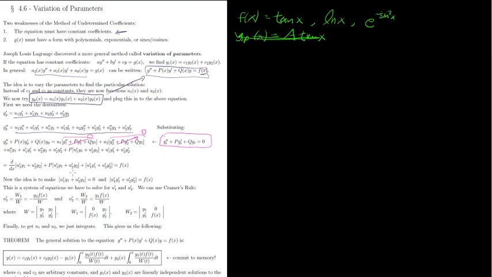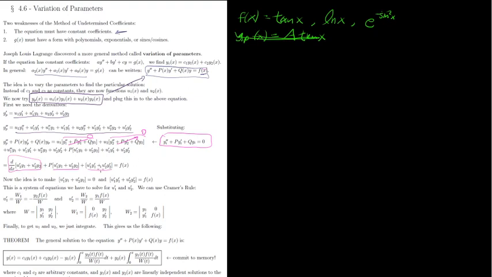The idea now is to take this piece, which is the same as this piece, these have to be equal to 0, and then this piece here, the derivative of this, should be equal to the f of x.